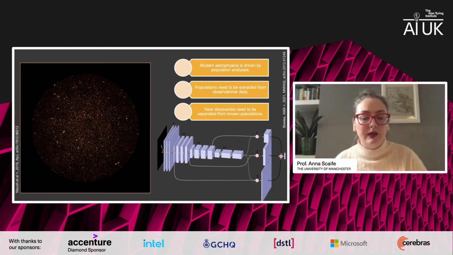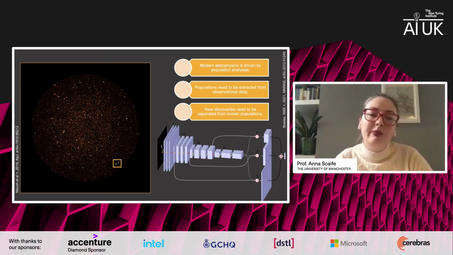So to give you an example of how we might do this, I'd like you to focus on this guy down at the bottom of the image. So this is a radio galaxy. It's a supermassive black hole powered by accretion that's shooting out ultra-relativistic jets of material into the surrounding medium, and that's causing radio synchrotron emission.